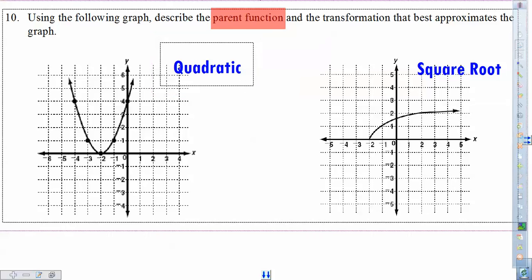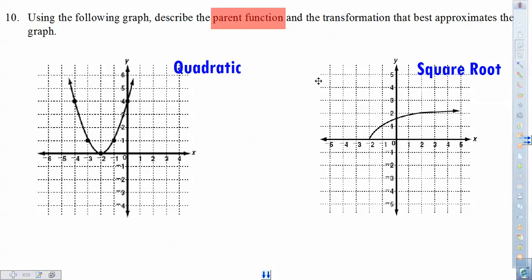Alright, great. Now that you've named those, the second thing that you have to do is I would like you to tell me the transformation that we did when you compare it to the parent function. So you're going to need to have a good understanding of where the parent functions actually originate from.